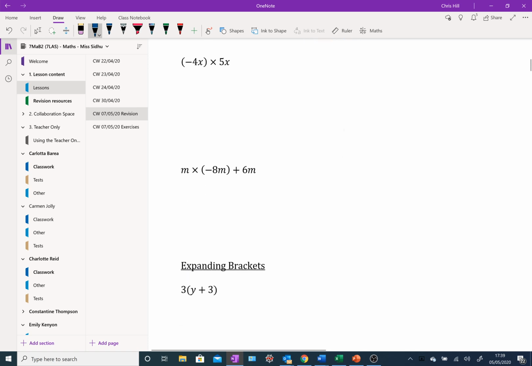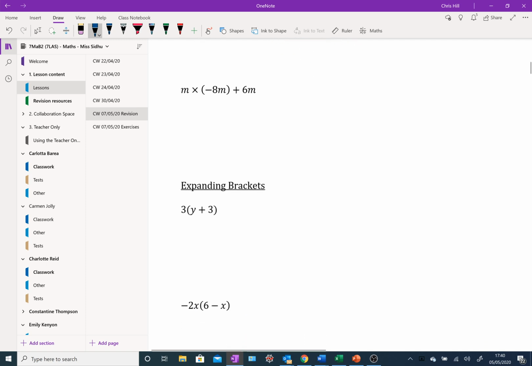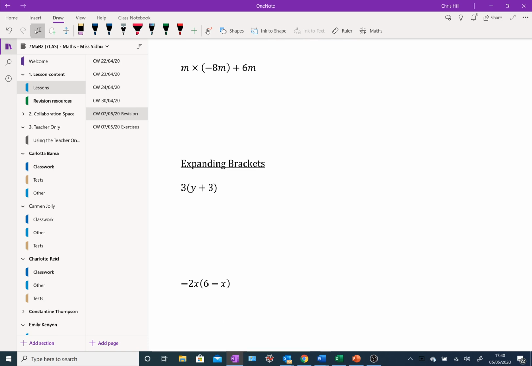Okay, next one, bringing in some negative numbers here. So it's minus 4, that's all that is, times x times 5 times x. So you can see that's going to be minus 20x squared. Okay, next one. M times everything in the bracket, that's going to be minus 8m squared plus 6m.